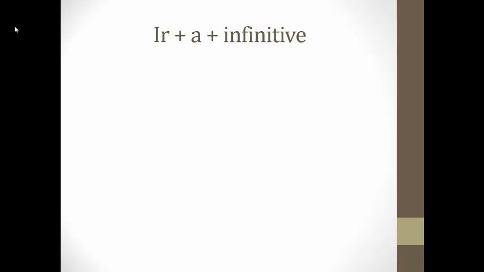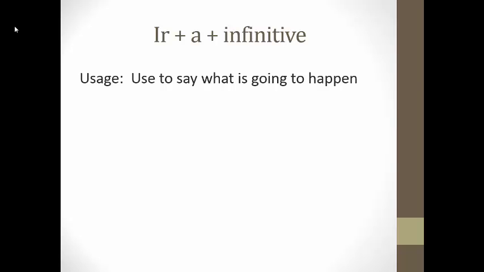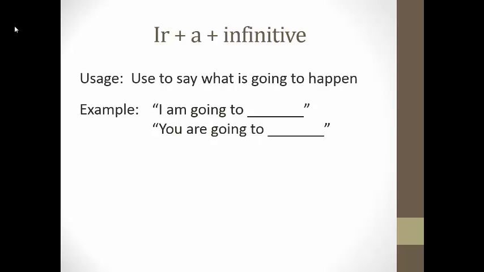Okay, first we're going to talk about using ir plus a plus the infinitive. You use this structure to say what is going to happen. Okay, so it might be common for you to say, I am going to study, or we are going to walk. Anything like that that has going to with a verb is going to use this structure.